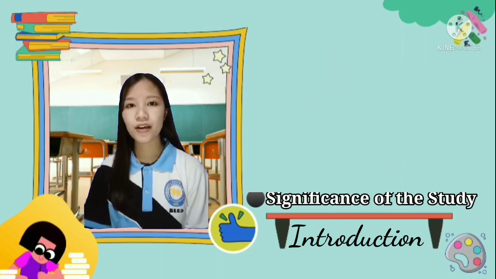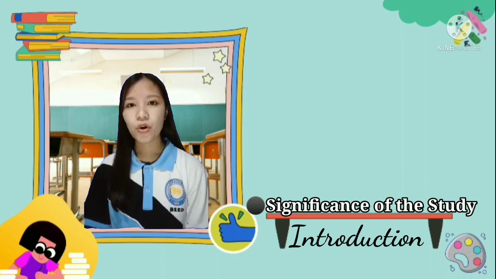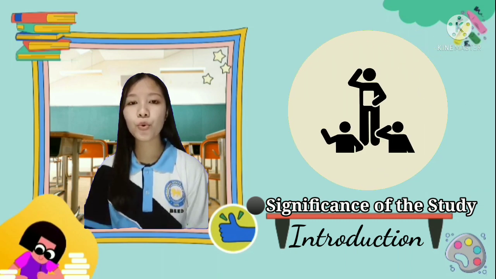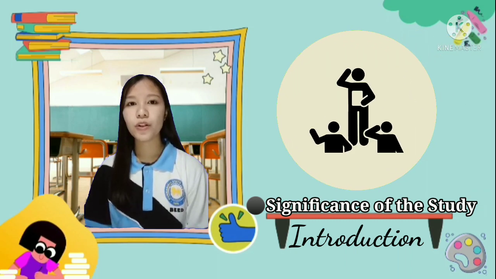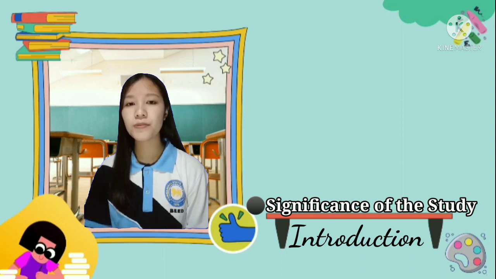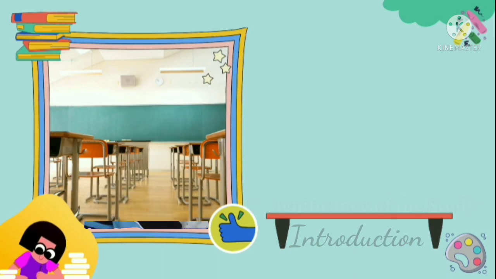For the significance of the study, we will explain what our action research will contribute and who will benefit from it. We will begin by referring to the problem statement. This will assist our group in determining the specific contribution of our action research.